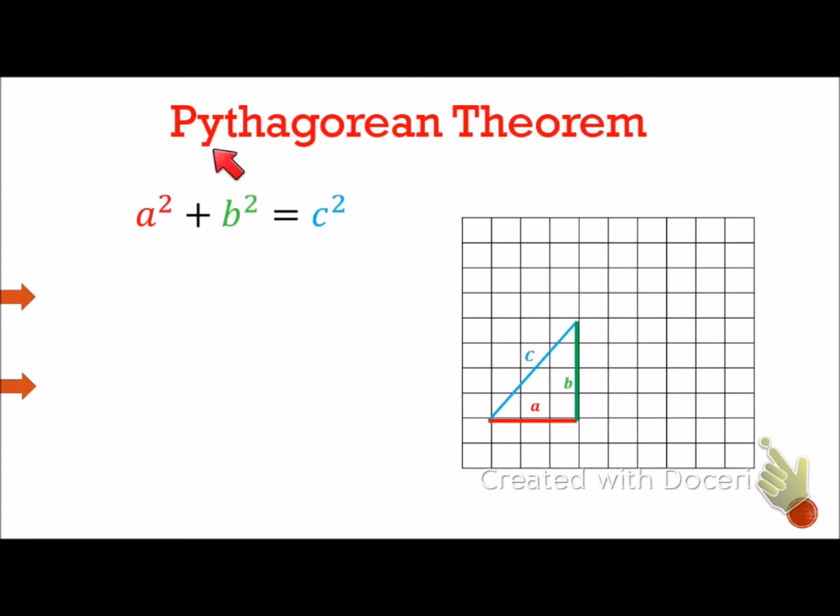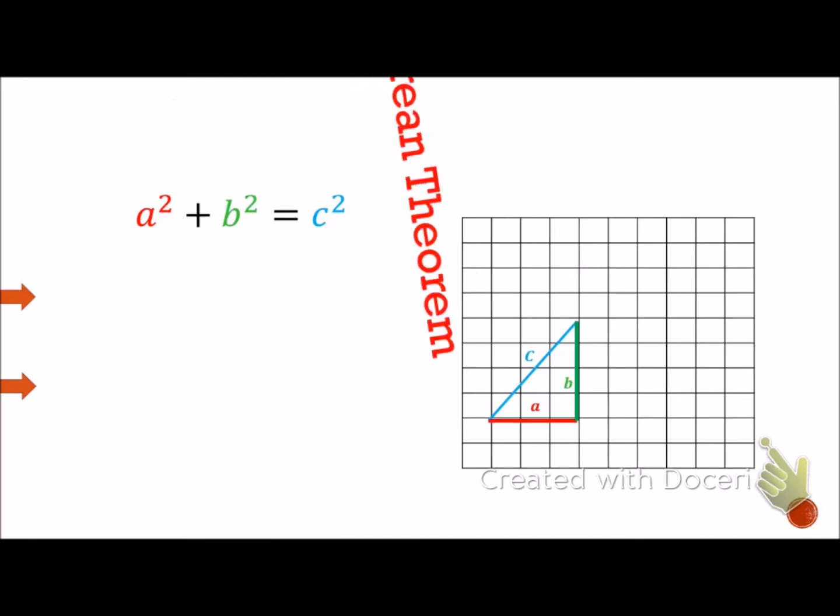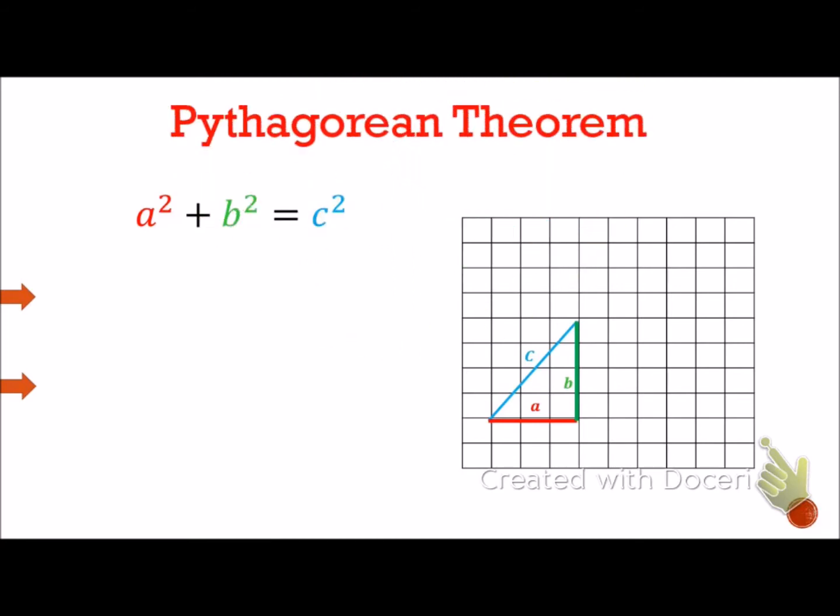Alright, so let's review what we learned in junior high. In junior high, you learned the Pythagorean Theorem, which is a squared plus b squared equals c squared. And we can use this only for a right triangle. Now we're going to use the Algebra 1 behind it and connect it to geometry.